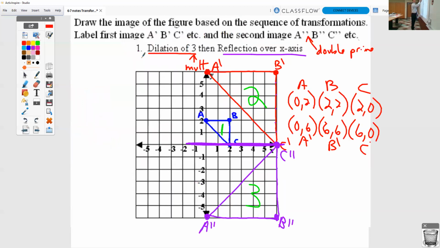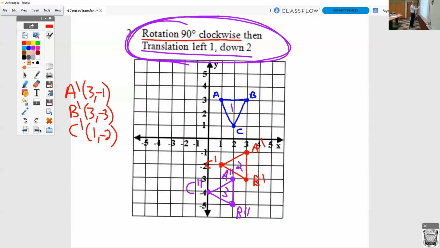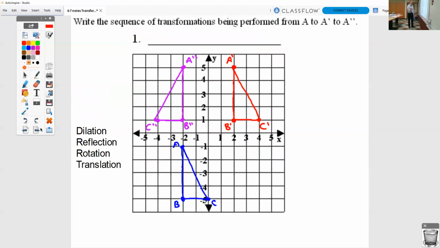Or you're going to be writing something like this. Dilation of 3, then a reflection over the x-axis. Again, you have to be specific. I think it helps to number these. Remember, this is your first one. Why is this your first shape? This is your first shape because it doesn't have any primes. Then we go to the single prime, then we go to the double prime.